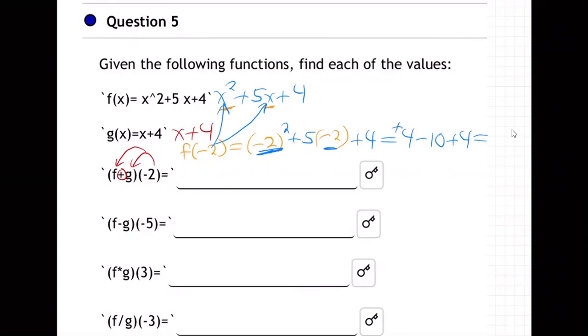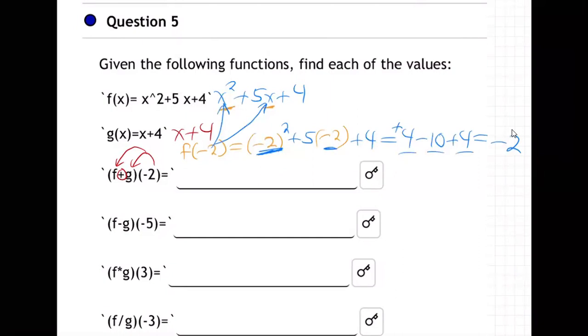Oh, by the way, notice whenever I plug into a function, I put parentheses around what I'm plugging in. So you have to put parentheses around what you're plugging into a function. Why is that a big deal? Well, because that way the whole -2 is squared when I plug it in with parentheses. All right, and so then what do we get? This is going to be 4 and 4 is 8, minus 10 is -2.